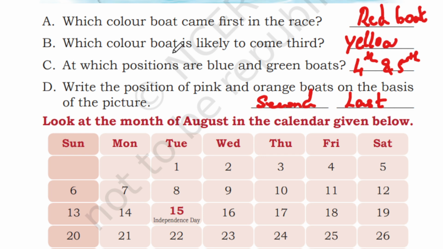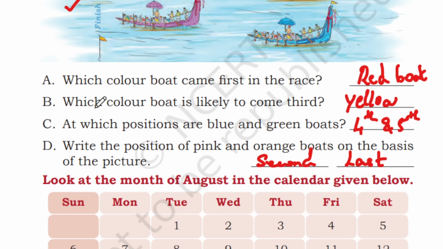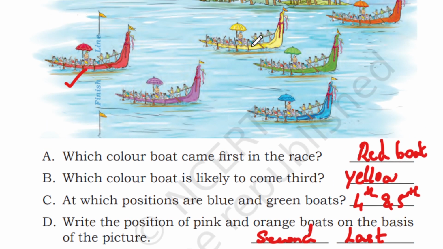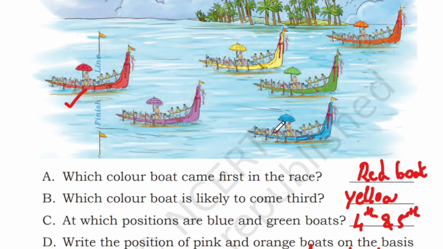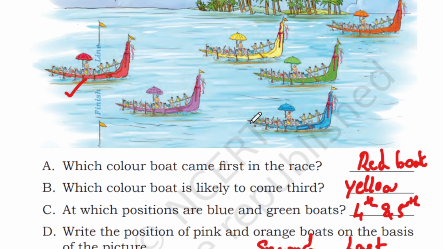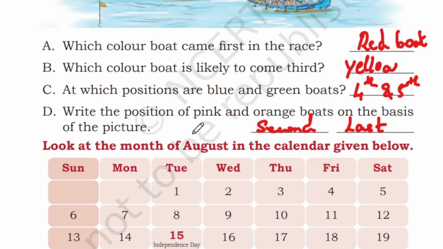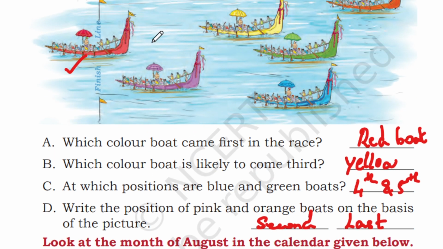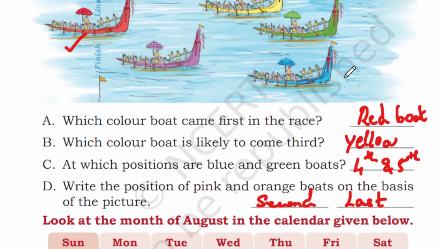Okay, let me repeat the question. Which color boat came first in the race? So the red one came first. Which color boat is likely to come third? The yellow one. At which position are blue and green boats? So we have the blue boat here. Fourth and fifth position. Which position are the pink and orange boats on the basis of the picture? So here the pink boat is in second position. The orange is the last one. So second and last one. Okay.